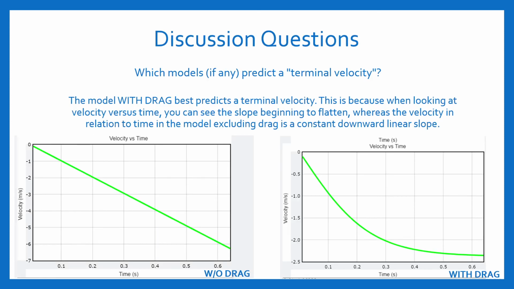One area of discussion related to the lab is which, if either of the models, predict terminal velocity. It is important to note that terminal velocity is defined as the constant speed that a freely falling object eventually reaches when the resistance of the medium through which it is falling prevents further acceleration. We can see that the model including drag has a flattening slope, thus implying a final velocity is reached, while the model without drag has a downward sloping velocity without any resistance to prevent further acceleration. Thus, the model including drag best predicts a terminal velocity.